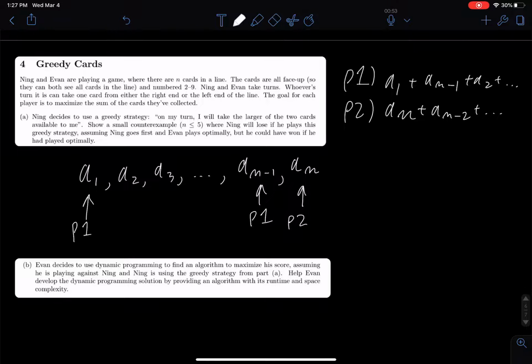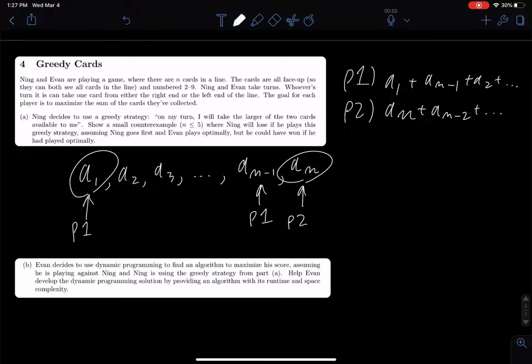So, we have two players. We're going to call them Ning and Evan. Ning proposes a greedy strategy, which might be the first thing a lot of us would think of. Whichever card is bigger on the first move, A1 or AN, just take that card. Just like in question number 1, we're going to show why this greedy strategy doesn't actually work by coming up with a counterexample. Coming up with counterexamples is a really, really important skill for algorithm analysis and design. So see if you can pause for a moment and actually come up with a counterexample.